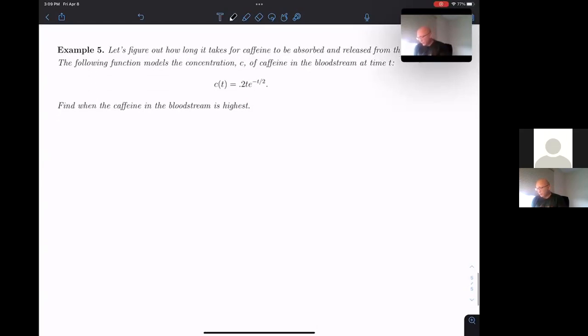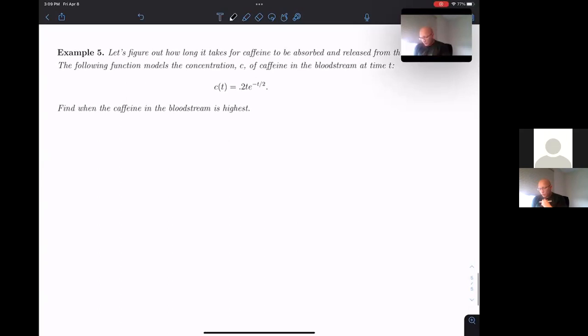We'll say that we were given this model, and we have to find when the caffeine in the bloodstream is the highest, right? So we're maximizing C. This is the moment of time when my hands are jittery and my heart is racing, right? Like that moment. Okay, so we're given the function C.